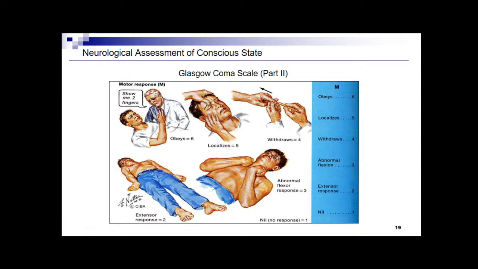If the patient can localize pain stimuli, this is 5 points. If the patient cannot localize pain stimuli but withdraws his hand as a response to pain stimulation of his fingers, this is 4 points. Abnormal flexor response: the patient cannot obey your commands, he is in a post-traumatic position. Abnormal flexor response, 3 points, and abnormal extensor response, this is 2 points.